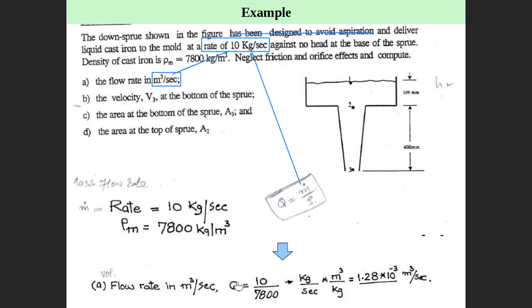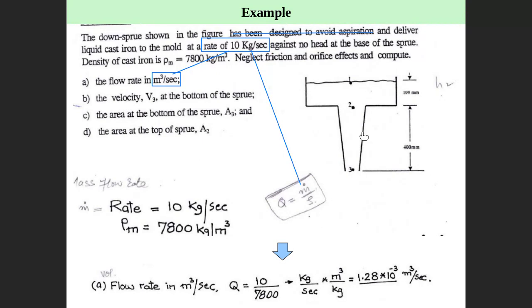So Q equals 10 kilograms per second divided by rho, which is 7,800. The 10 is kilogram per second, and rho is kilogram per cubic meter, meaning cubic meter per kilogram. Then kilogram cancels with kilogram, and you get cubic meter per second, the volume flow rate. So volume flow rate is obtained by mass flow rate divided by the density of the liquid material. Any question? Right, so this is the first question.